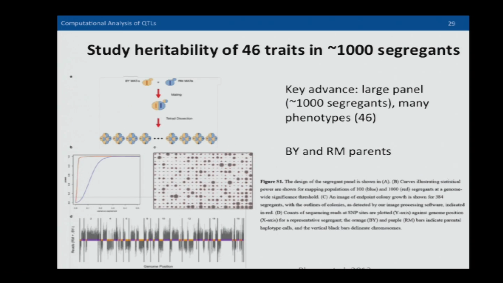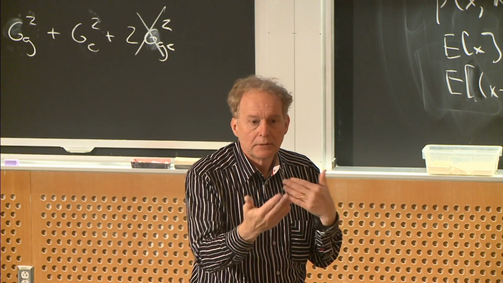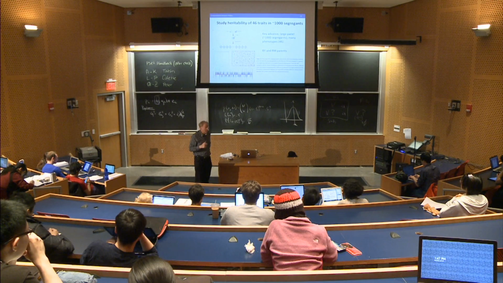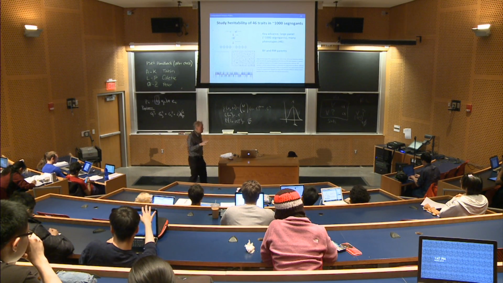And RM and BY are very similar. There are about 35,000 SNPs between them. And about 0.5% of their genomes are different. So they're really close. Just for point of reference, you know, the distance between me and you is about one base every 1,000, something like that.